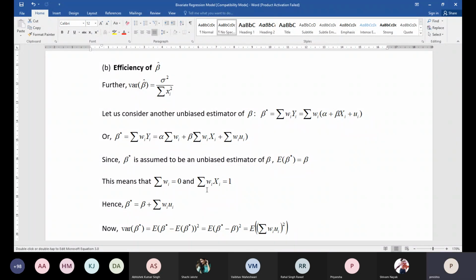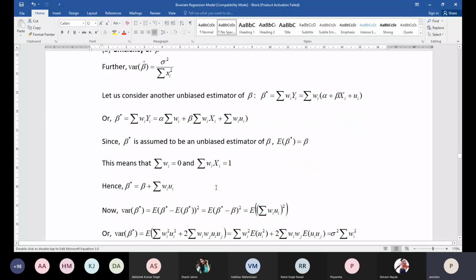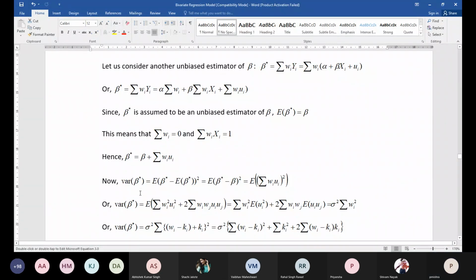So essentially what we are getting, beta star is beta plus summation of wi ui, and in the process expectation of beta star is beta. So first we are assuming beta star to be an unbiased estimator of beta, then subsequently we are getting these two conditions. Now, what would be variance of beta star?